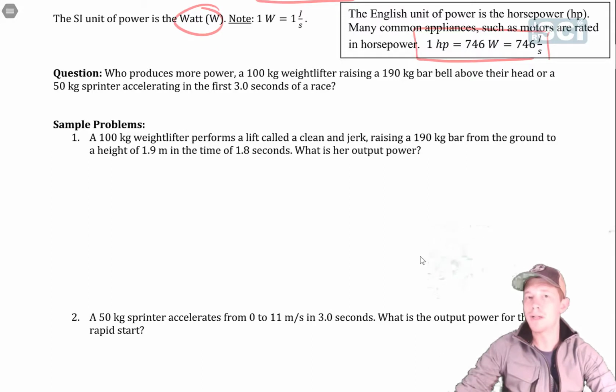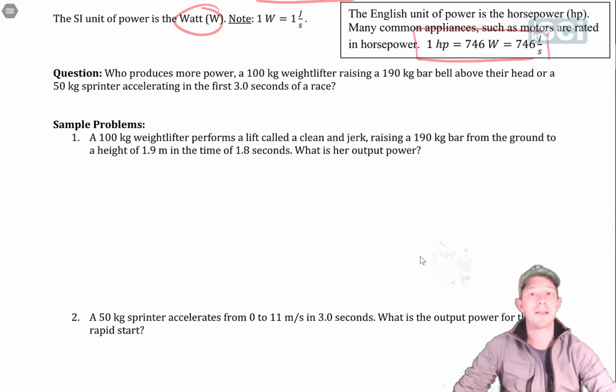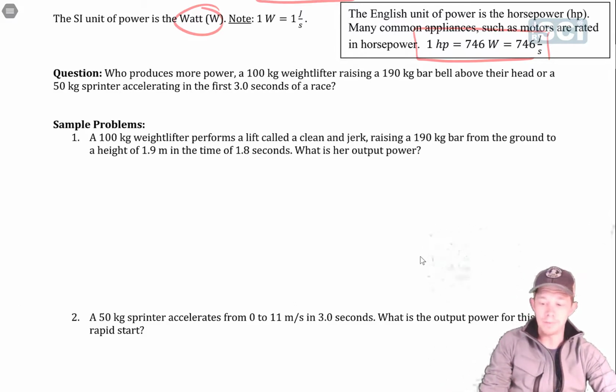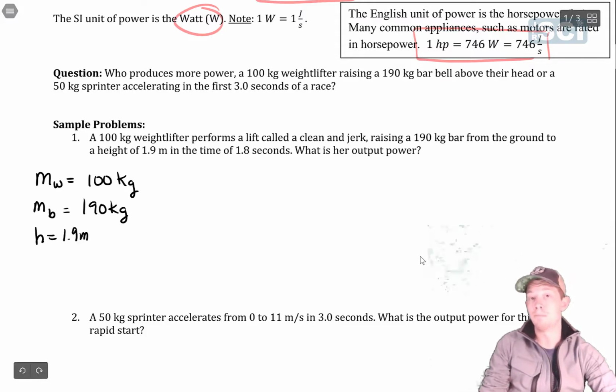You may have written down one of these two athletes as exerting more power. We're going to investigate this by numerically calculating how much power each athlete outputs. For the weightlifter, we're told that their mass, MW, is 100 kilograms. They're going to lift a barbell, MB, of 190 kilograms. That's what they're actually going to lift, to a height of 1.9 meters above the ground, and it's going to take them 1.8 seconds to do so.